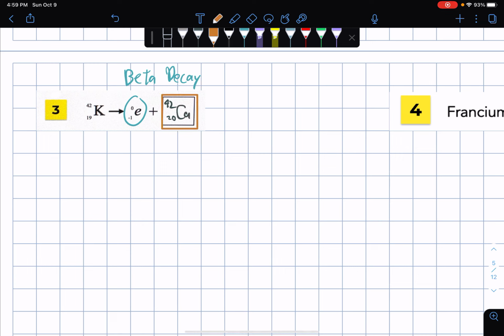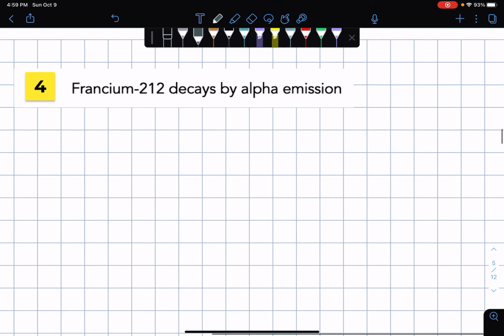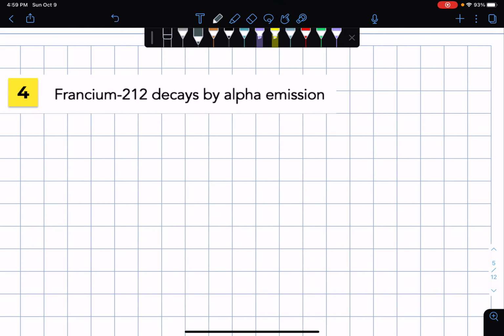For number 4, francium 212 decays by alpha emission. So we have the keyword decay, so the equation would be something like this, such that francium is located here.